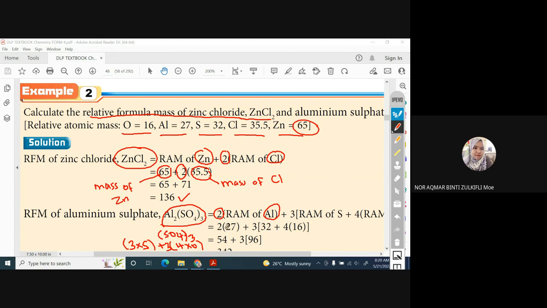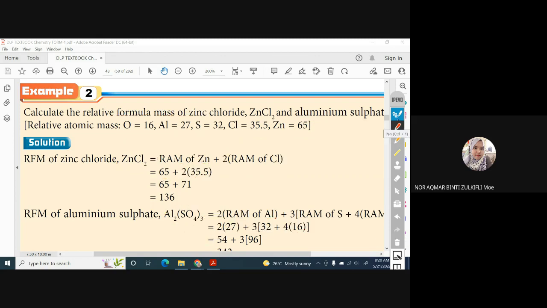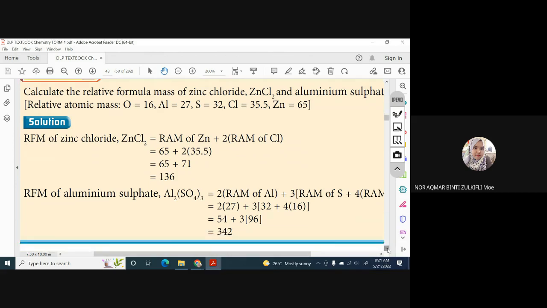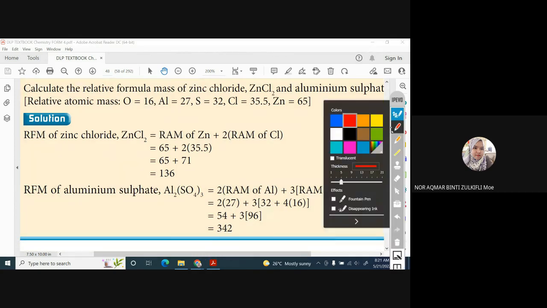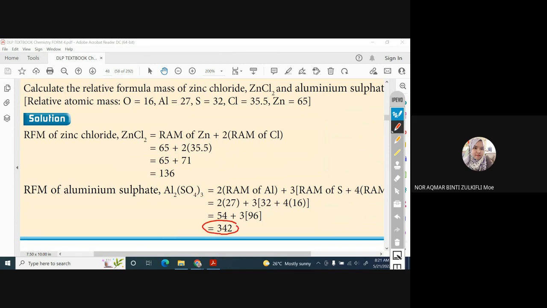Now we total up. 2 aluminium, aluminium is 27. 3 sulfur because of the bracket 3, and 32 is for sulfur. 4 is for oxygen, 4 oxygen, mass 16. You calculate and total up. So you get 342.